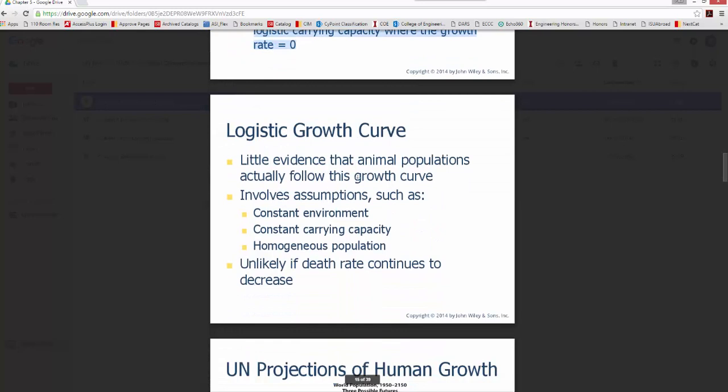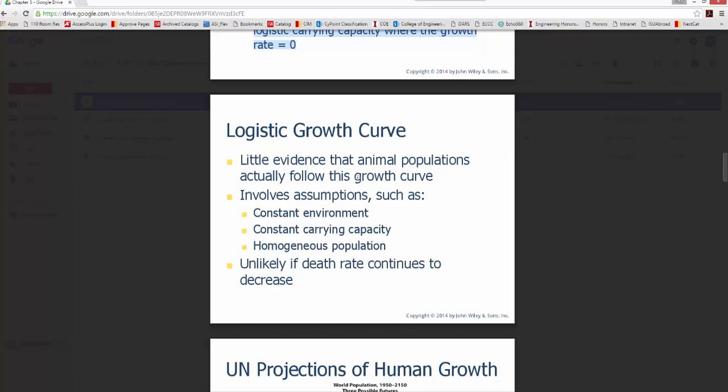Now, like I said, it's not a perfect model. There are some serious limitations to the logistic growth curve. We find that populations, both in the animal and human populations and different types of species, rarely follow this growth curve. It also involves unrealistic assumptions such as a constant environment, and we know that our environment doesn't remain in a stable state. We talked about that, I think, back in Chapter 1.